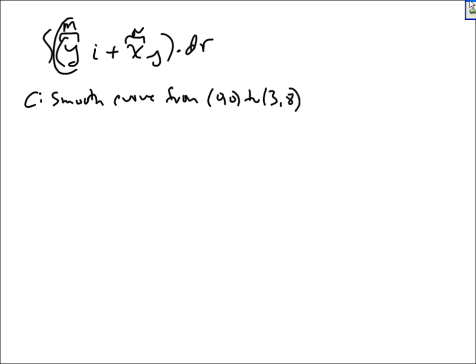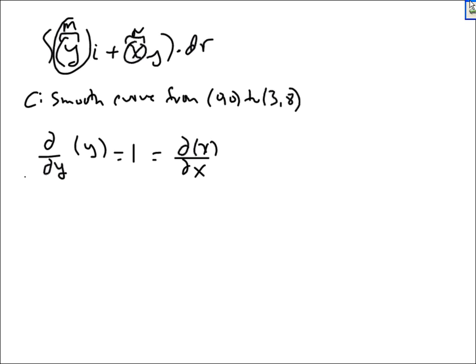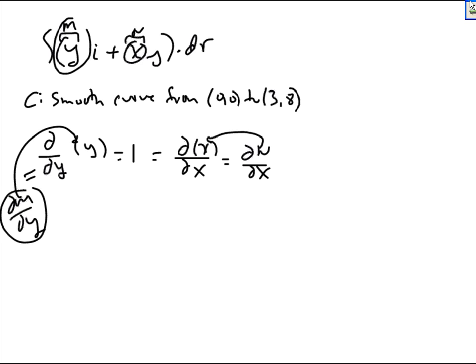The partial with respect to y of y is 1. But you know what? That's the same as the partial of n with respect to x. This is partial m dy. This is partial n dx. N is just x. M is just y in this case. But nonetheless, they're equal. They both equal 1. That means it is conservative.